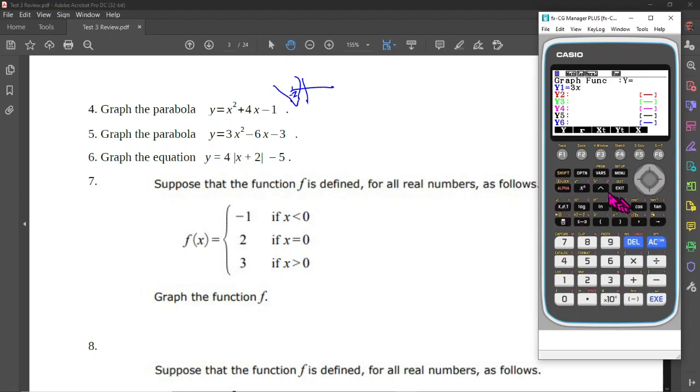3x squared minus 6x minus 3. Okay, and we're going to graph it, draw it. So that's what that's going to look like.